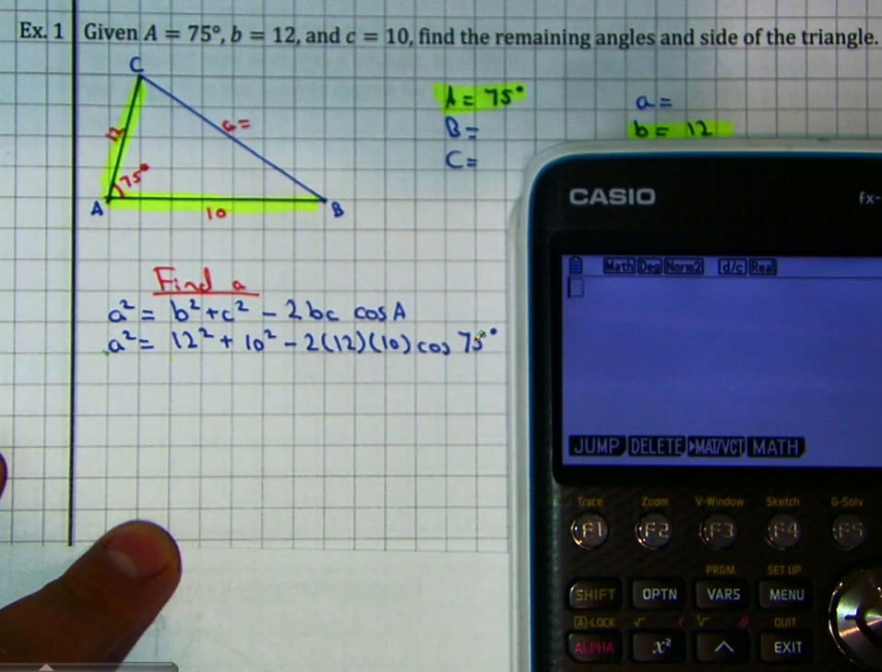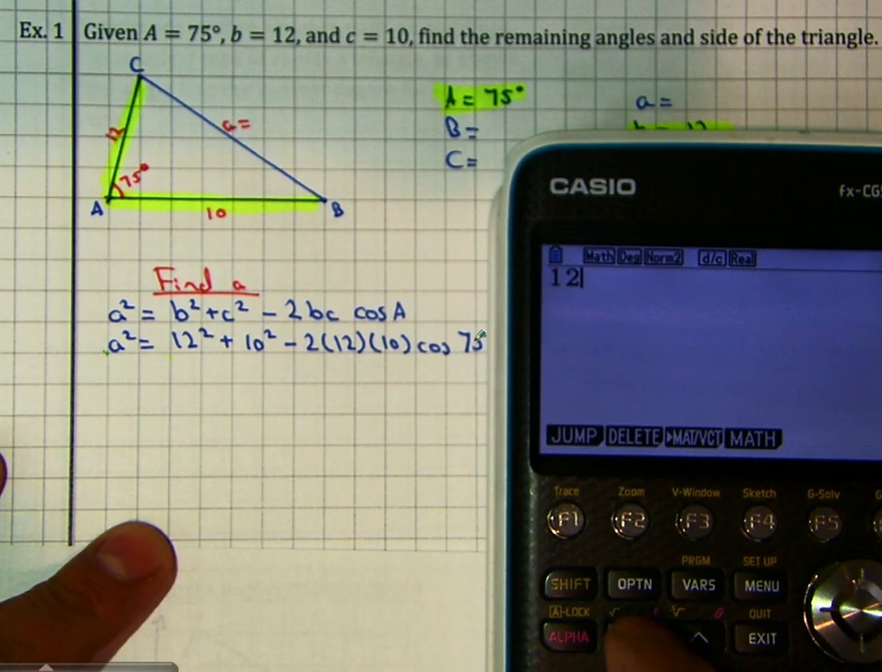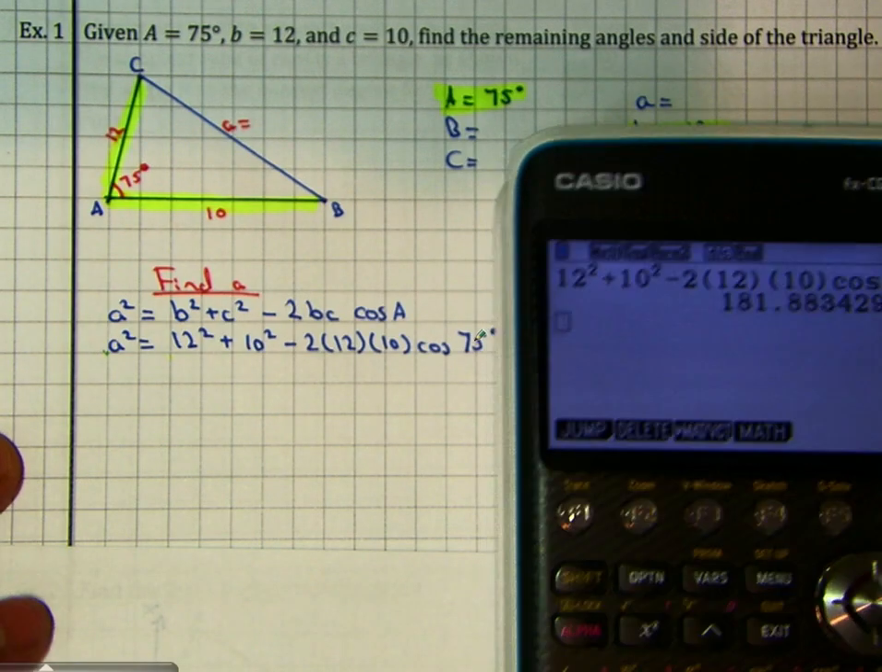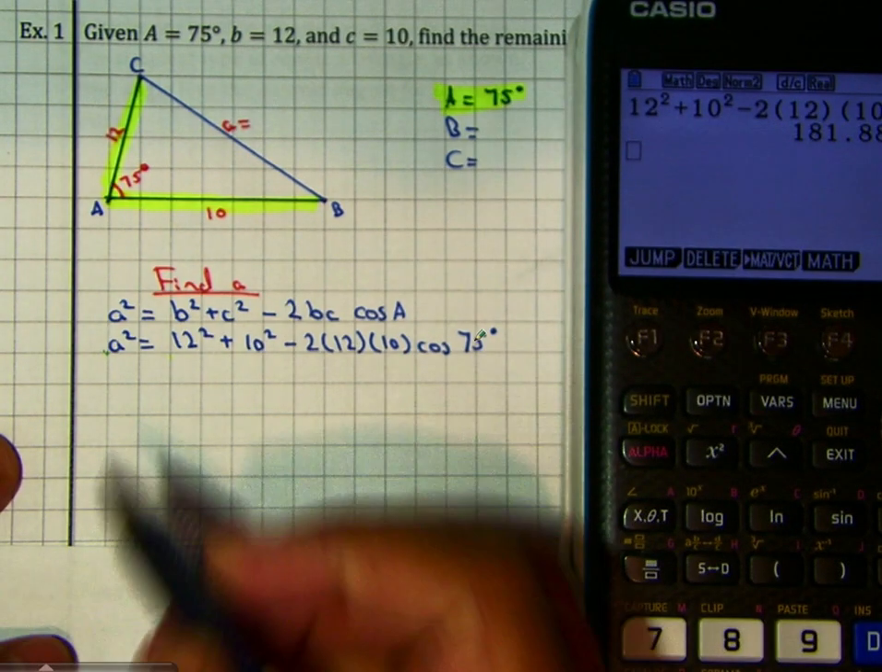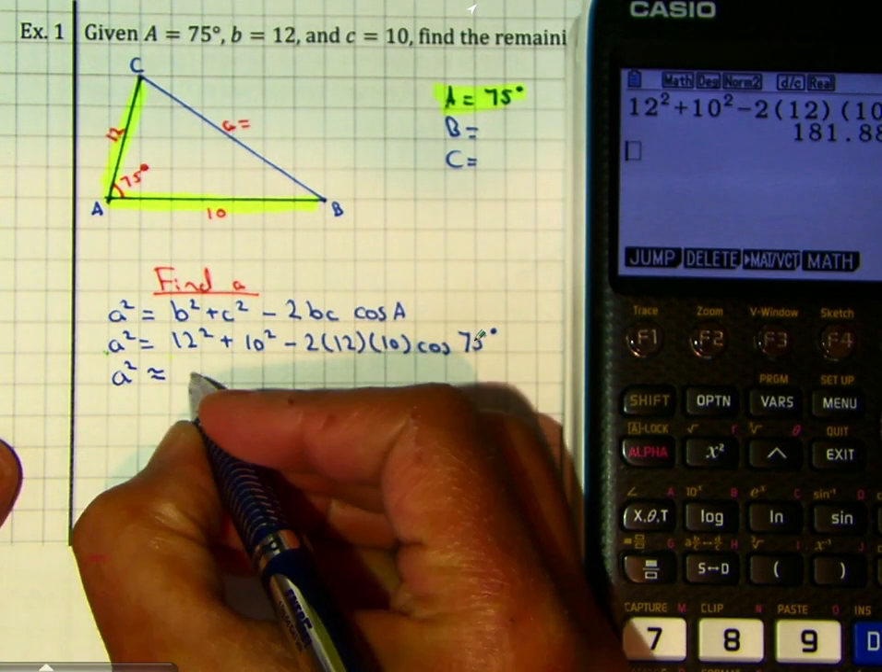So make sure that your calculator is on degrees. Mine is on degrees. I have 12 squared plus 10 squared. And what's nice about this calculator is that you can type in everything at once, just like you see it. Remember that you want to make sure that you write down your a squared. It's not an approximation.